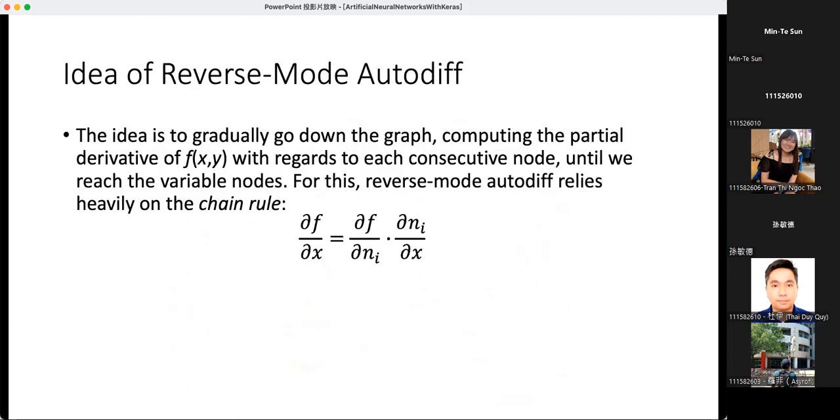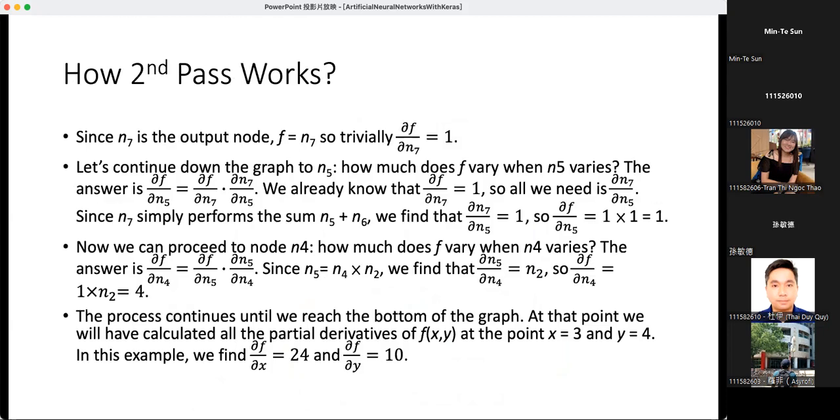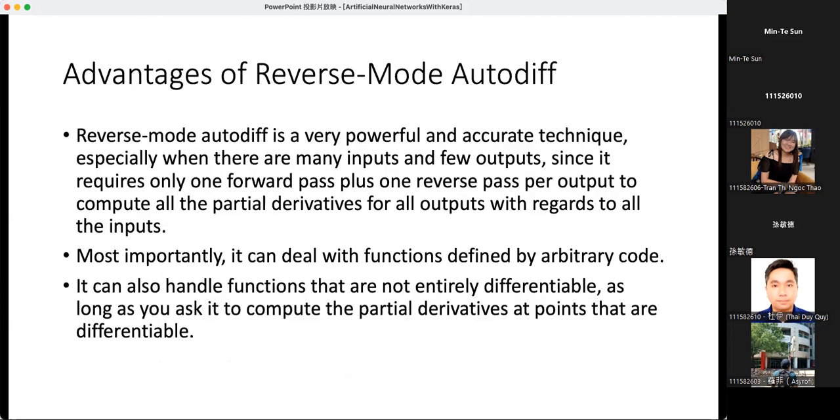So here we talk about how this second pass works, but I think I already told you about this. So reverse mode autodiff is a very powerful and accurate technique, especially when there are many inputs and a few outputs. Okay, this is always the case for training neural networks. We have so many inputs or variables, but a few outputs.